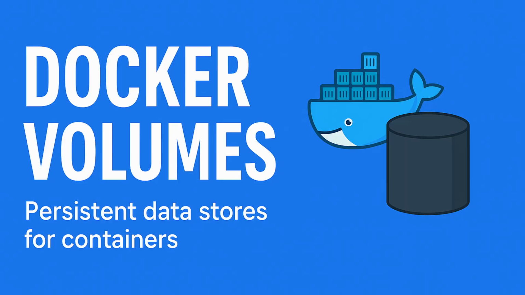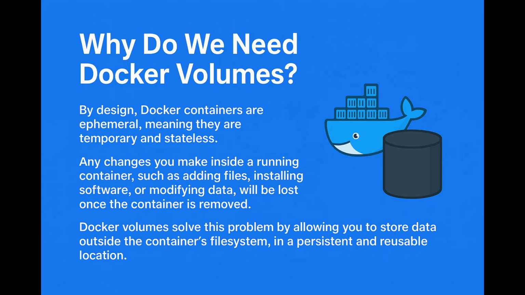So Docker volumes are persistent data stores for containers. They are created and managed by Docker. They provide a reliable and efficient way to ensure data persistence when working with containers. By default, Docker containers are ephemeral, and by ephemeral, I mean that they are temporary and stateless. So any changes you are making inside a running container, such as adding files, installing software, or modifying data, these changes will be lost once the container is removed.